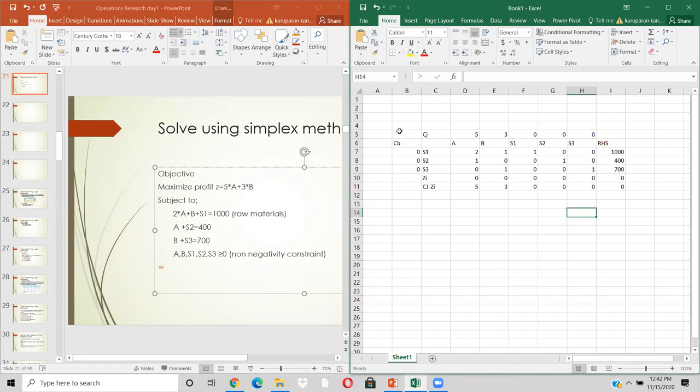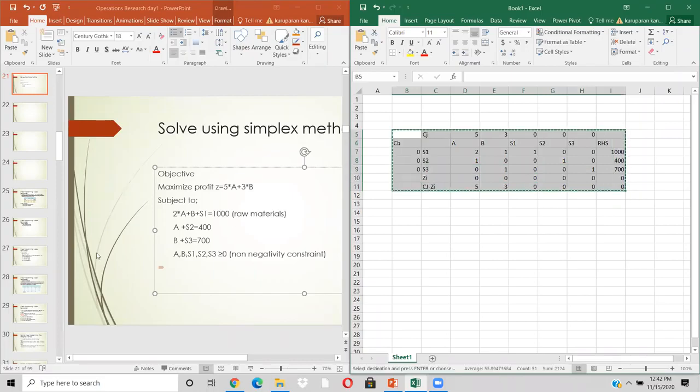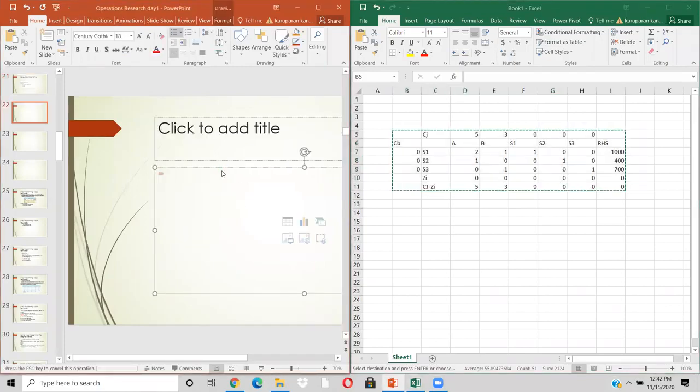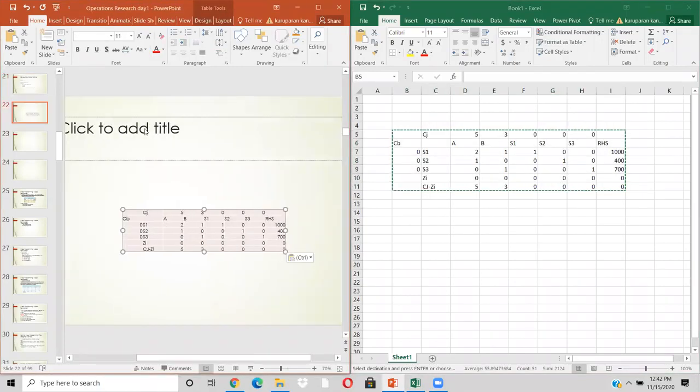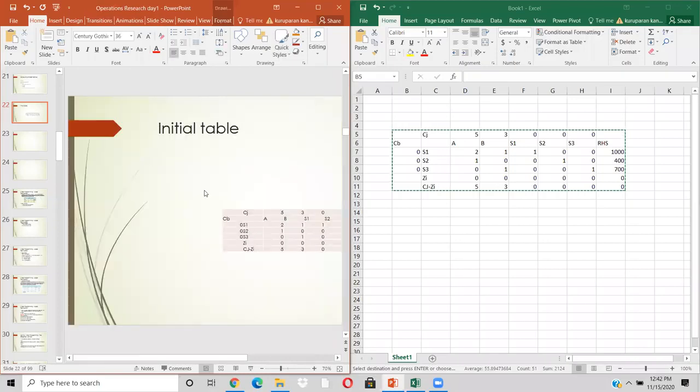This is the initial table of your simplex method. Okay, guys. This is the initial table of your simplex method. Okay, guys, if you have any doubt regarding that initial table of the simplex method, you can ask.